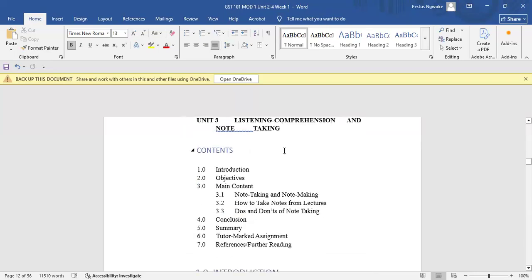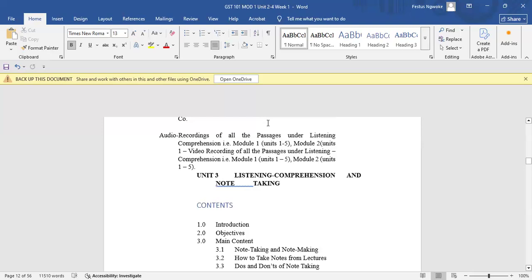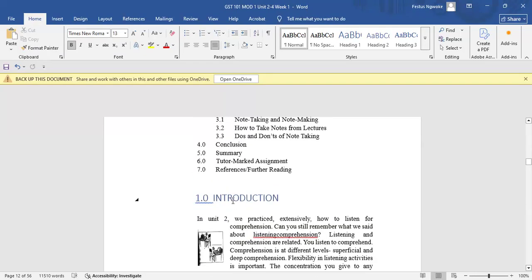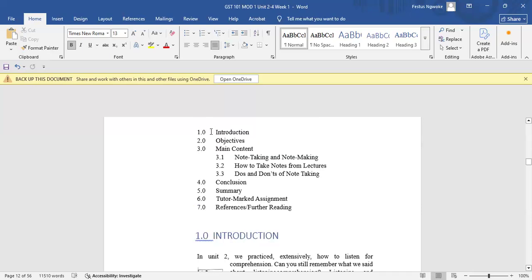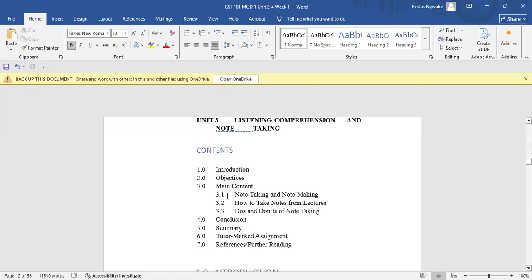But we have another topic, Unit 3: Listening, comprehension, and note taking. A very, very important topic that we cannot do without. At this juncture, we have talked about listening comprehension. We listen for the purpose of comprehension, and we cannot comprehend except we listen. That's a very serious relationship that exists between listening and comprehension. In this topic, we are looking at listening comprehension and note taking.